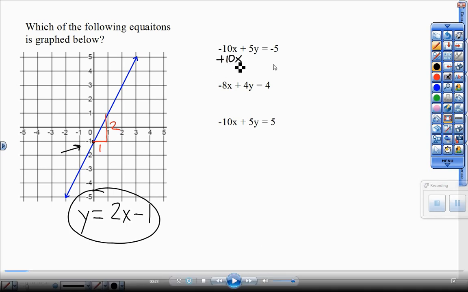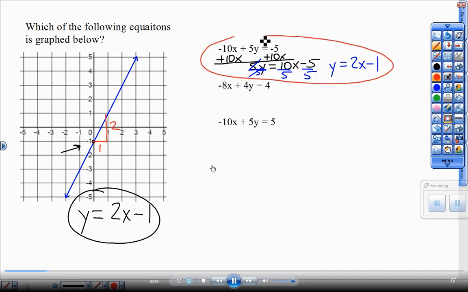On test day, like this one, as soon as you get the answer, I would maybe check 1 or 2, but then keep going. So right here, add 10x, bring down 5y. 10x minus 5, adding that 10x first, those go away, and then divide both sides by 5, and that will cancel those 5's away and give me that first equation, y equals 2x minus 1. So I can clearly see that that matches. I'm kind of okay with that.